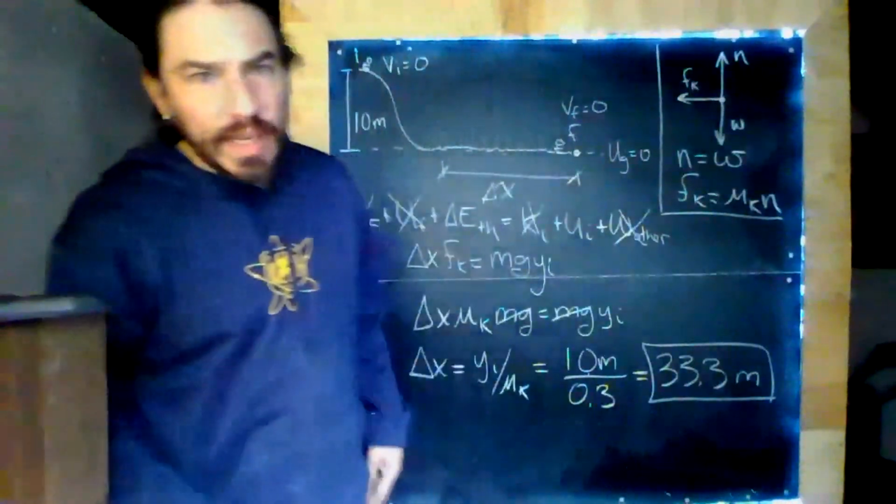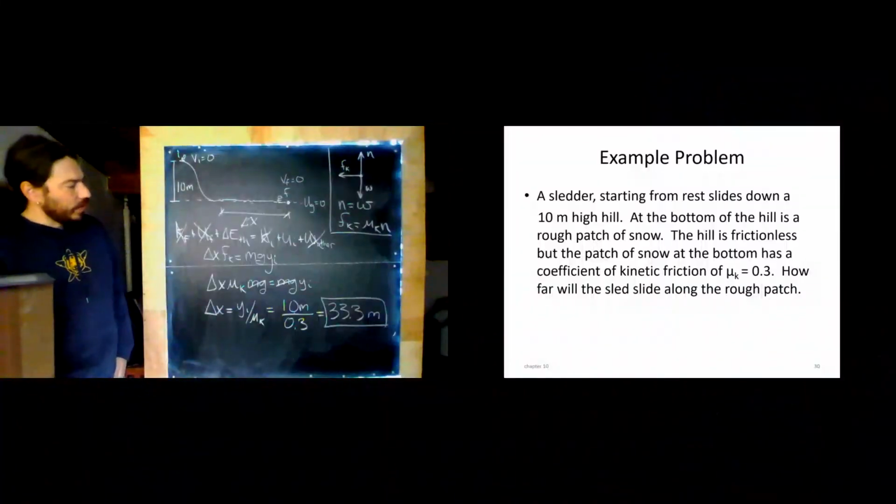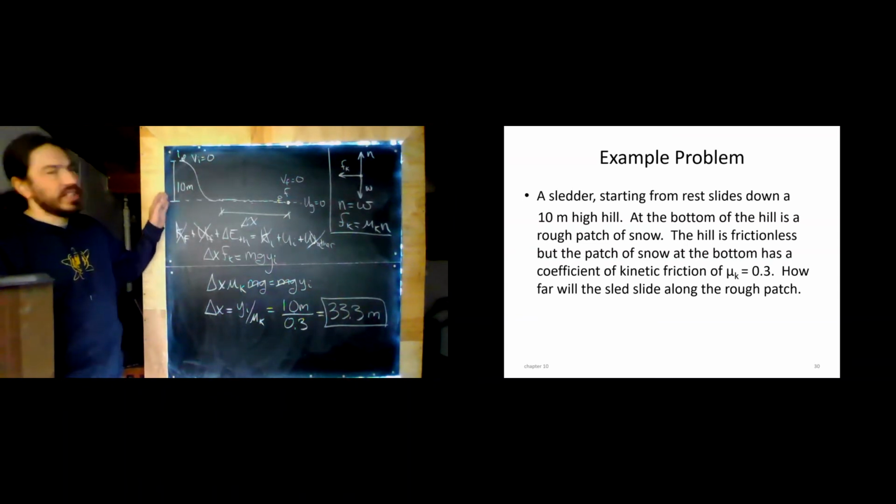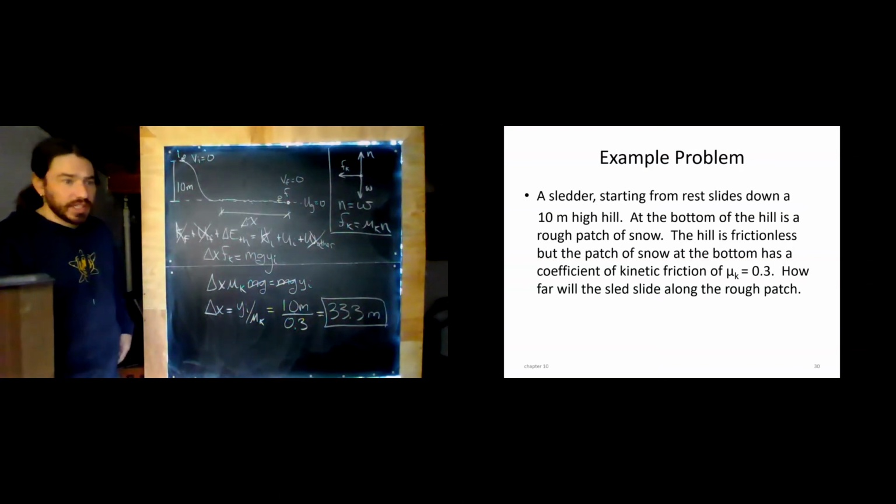Now let's check that out. Did we answer the question? It said how far will he slide? 30 meters, that's 100 feet. That's quite a ways. It must be a pretty nice sled. And a 10-meter high hill, that's pretty high. And with frictionless hills, you get going real fast down frictionless hills. So I don't know, I think that's a pretty reasonable number.